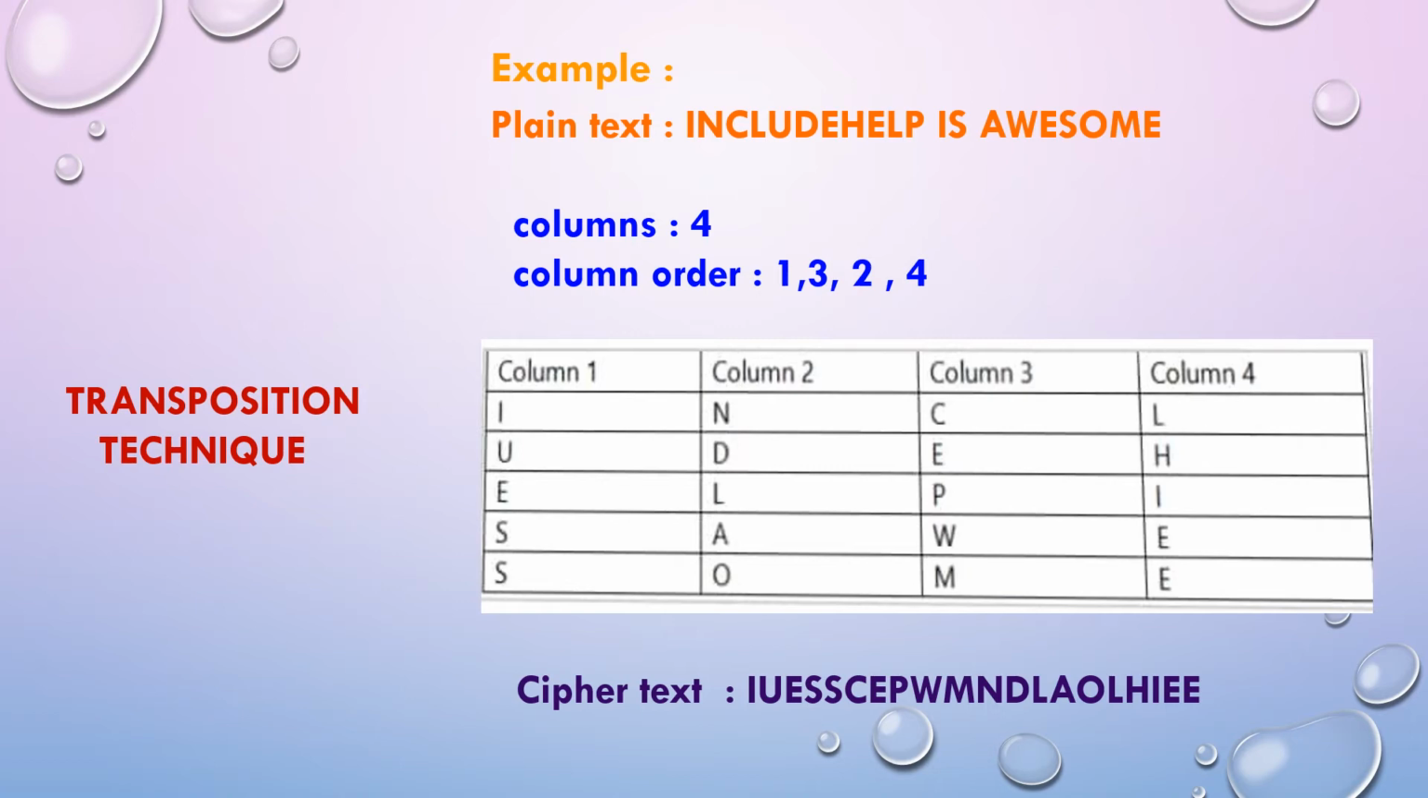That is, the first column contains the letters I, U, E, S, S, and the second column contains the letters N, D, L, A, O. Then the third column contains the letters C, E, P, W, M. Then the last column, that is the fourth column, contains the letters L, H, I, E, E. Then finally we get the ciphertext, which contains the letters I, U, E, S, S, C, E, P, W, M, N, D, L, A, O, L, H, I, E, E.